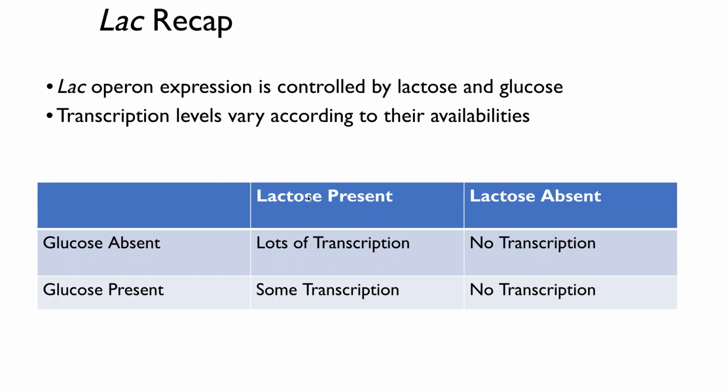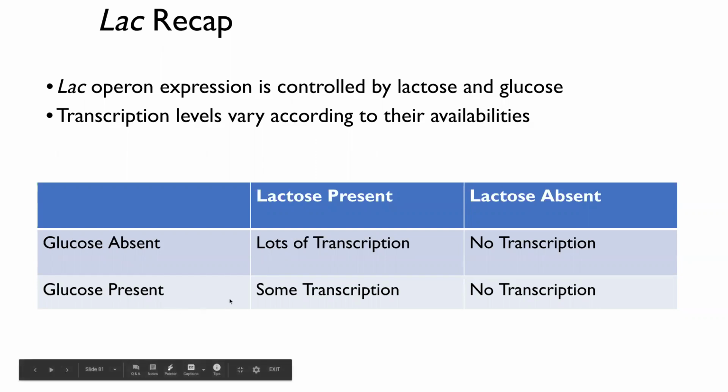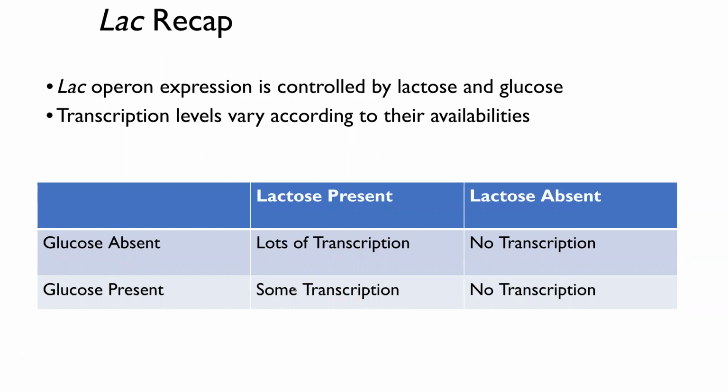So when we have lactose present and glucose is absent, there's lots of transcription, right? Because glucose is absent, that means CAP is bound, which means transcription goes really fast. When lactose is present and glucose is present, again, it means we have very low cAMP, means CAP is not bound, and transcription is heavily suppressed. So there's some transcription, but not a lot. Now, when lactose is absent, even if glucose is present, there is no transcription at all. So this is a system that is regulated not just by lactose, but also by glucose.